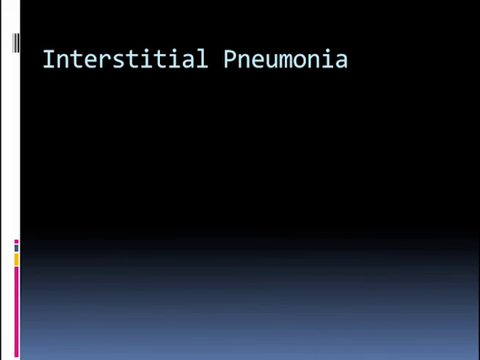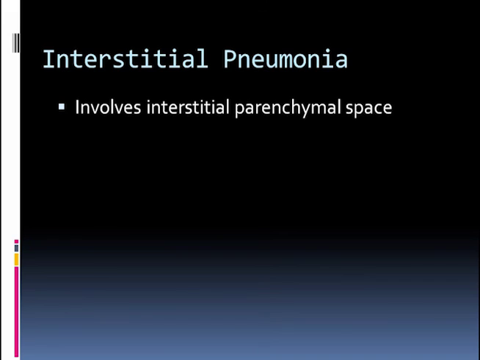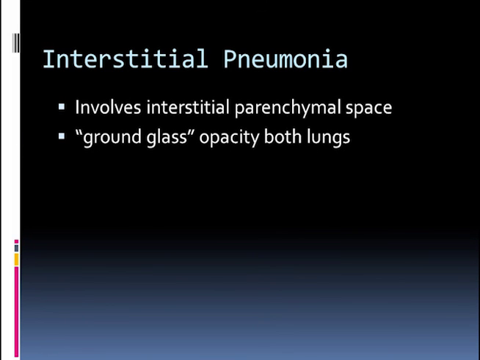Now the last kind of pneumonia we're going to talk about is interstitial pneumonia. It involves the interstitial parenchymal space, the one that surrounds the air sacs. It gives you a ground glass opacity initially in both lungs. This is sometimes very difficult to identify, and often these people come into emergency very short of breath, almost turning blue, and they have what looks like a normal chest x-ray. If that ever happens to you, do a CT scan right away, because with CT we can really see the interstitial pneumonias much better.